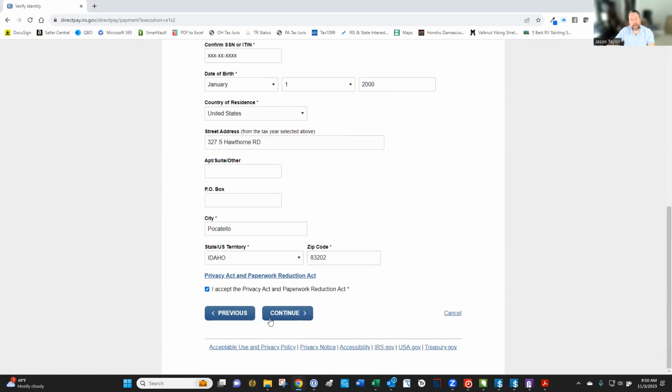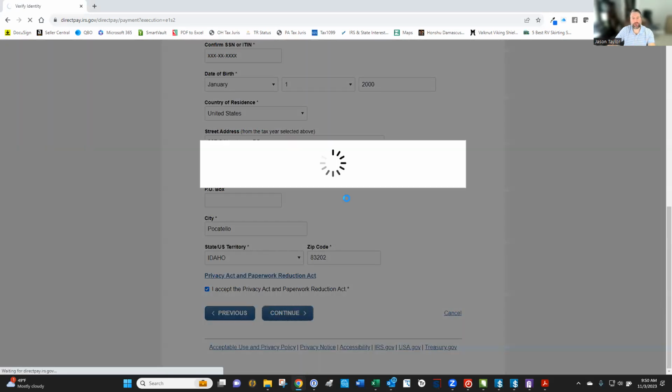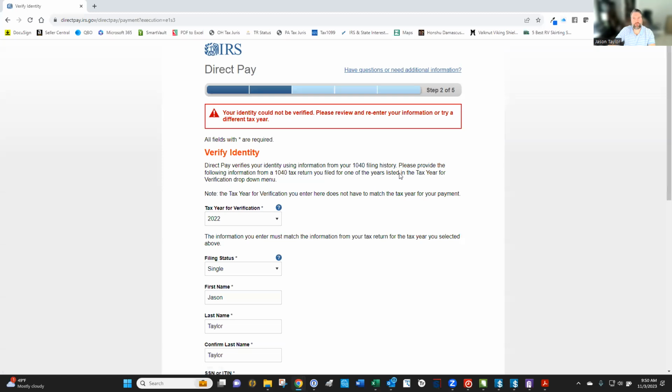And typically, if you click continue, you might get this error. This is going to pop up merely because I put in incorrect information. It's going to say your identity could not be verified. Please review and re-enter your information or try a different tax year. If you put in all the correct information, what this is actually saying is we're the IRS and we're moving really slow and we haven't even processed your e-filed tax return yet. So if you get this error, you can either wait another week and try again, or you can go through one of the third-party payers.